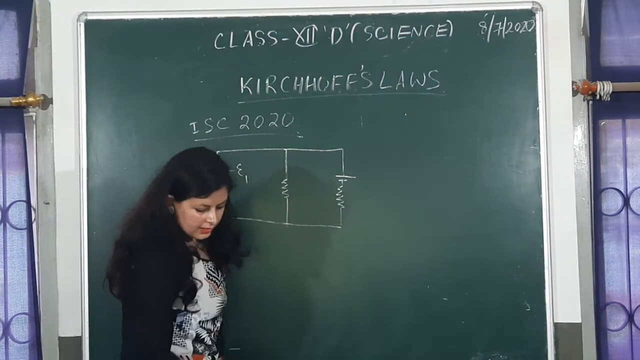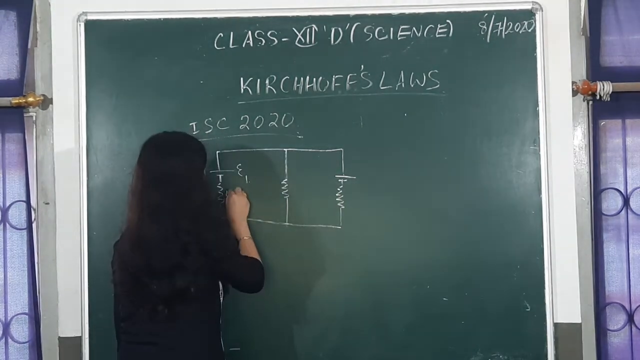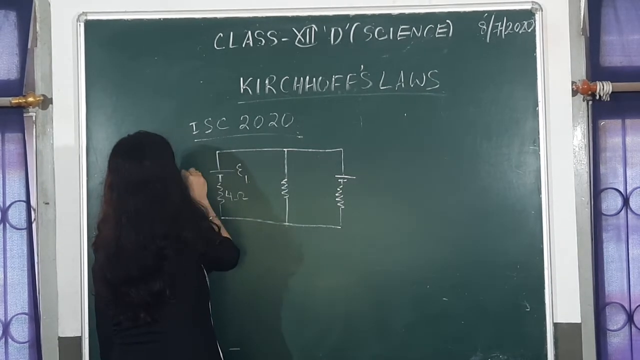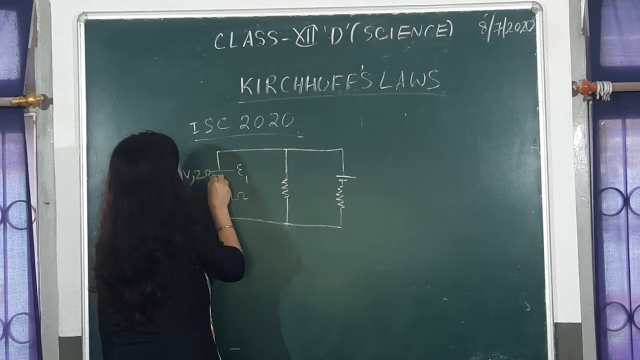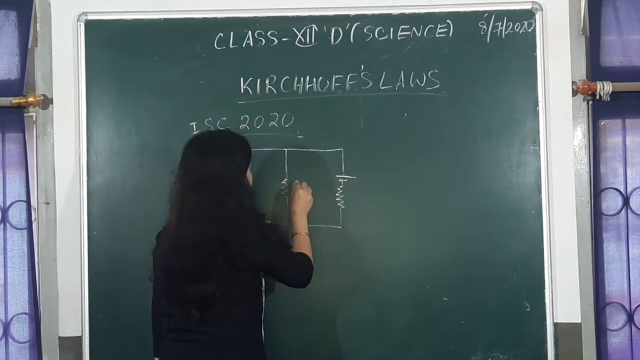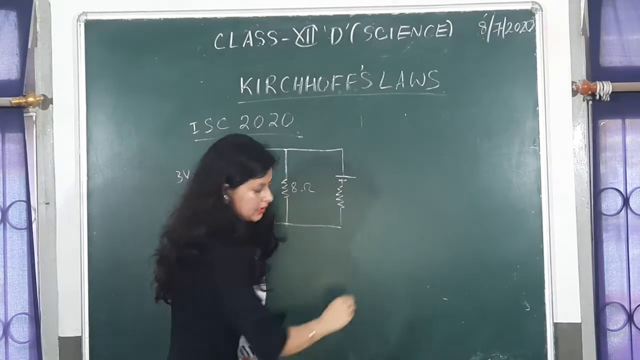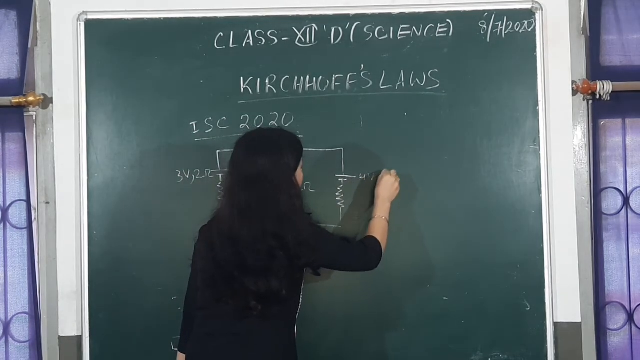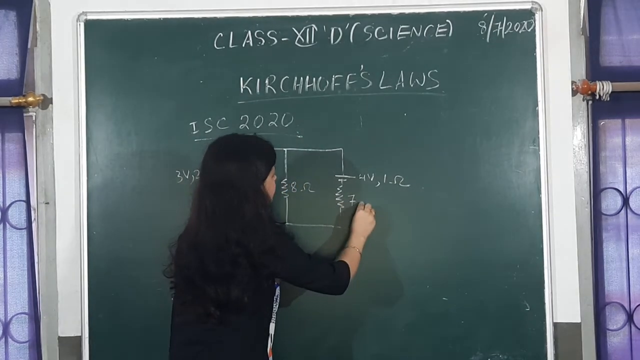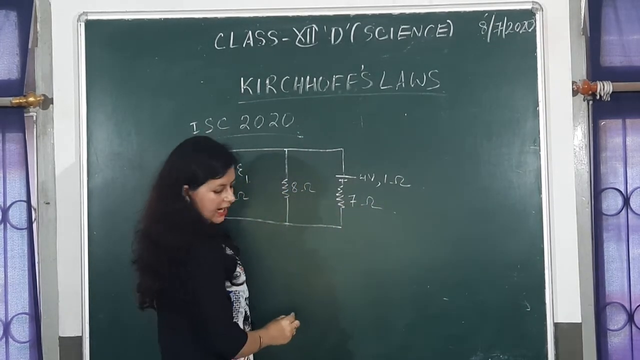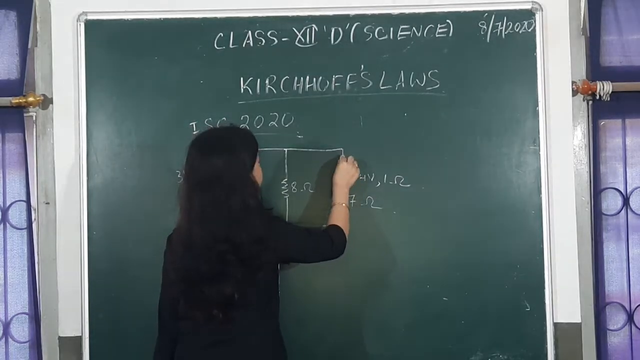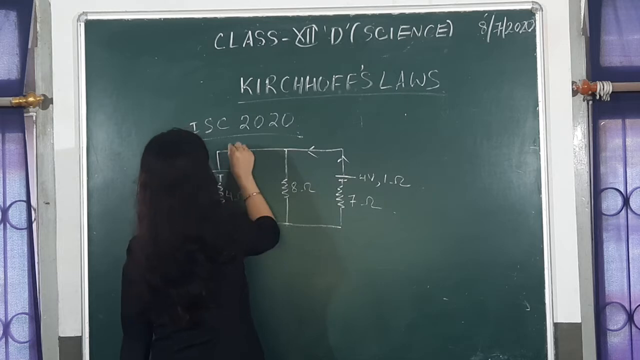Now here the value was 4 ohm. The value of epsilon is 3 volt comma 2 ohm. Then it was 8 ohm here, and here it was 4 ohm comma 4 volt comma 1 ohm, and here it is 7 ohm. Mark the direction of current. It was given in the question paper this time, may not be given next time.